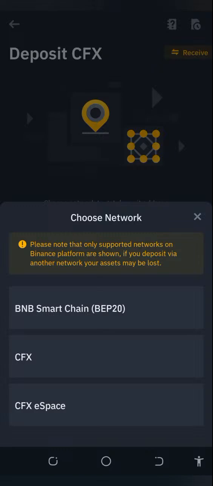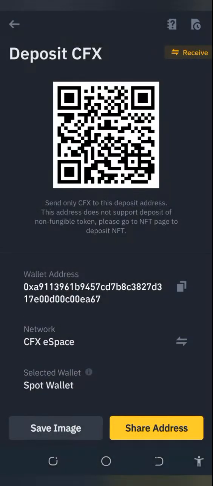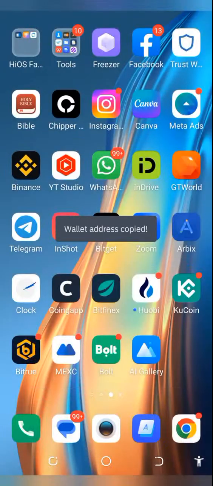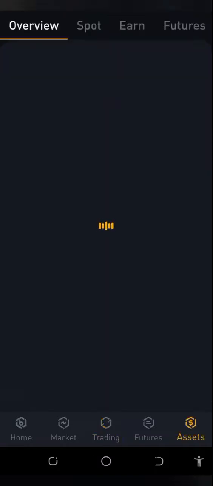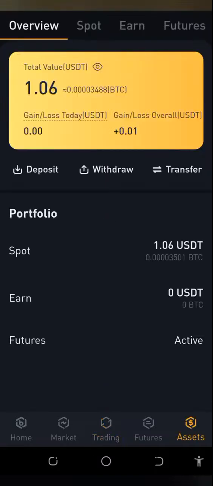Awesome. Now, can you just imagine that? To deposit it here, I'm seeing CFX eSpace. But to send it over, CFX eSpace wasn't showing up. Can you see how confusing this is? Can you see how confused I was? Because I was wondering, there's CFX and there's CFX eSpace. Anyway, I'm choosing CFX eSpace. And then I'm just going to copy that, go back to Bitrue, and then I'll just go send it, right? That's all I'm going to do. I'm not going to keep it. Okay, sending it over. All right, so let me just withdraw.